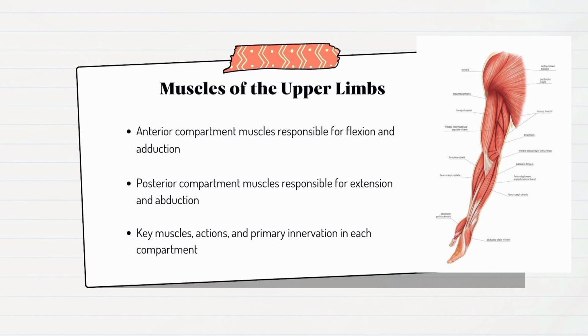When we look into the posterior compartment, it comprises muscles responsible for extension and abduction, such as the triceps brachii and deltoid. We should know these compartments and all the muscles, that there are different functions of each muscle, and each muscle is innervated by a specific nerve.